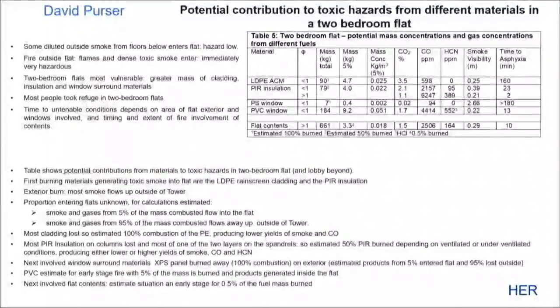Taking the polystyrene, not much coming off that, but a bit of smoke. The PVC window, on the other hand, is quite a significant hazard because it produces very high concentrations of carbon monoxide. It doesn't produce any cyanide, but it does produce a high concentration of very, very irritant hydrogen chloride gas and a lot of smoke. And on its own it could produce incapacitation within about 13 minutes.